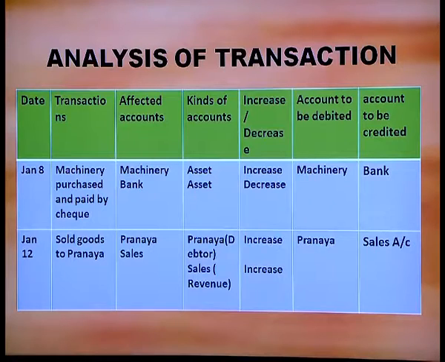Sold goods to Pranaya on January 12th. Which are the affected accounts? Pranaya is a debtor. This is a credit transaction. Goods are sold. So, sales account and Pranaya's account are the two affected accounts. Sales will come under revenue account. Rule for revenue account: when revenue increases, it is credited. In the case of Pranaya, debtor being an asset, when asset increases, it is debited.